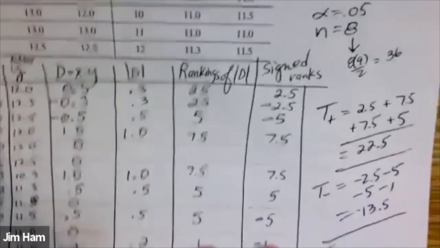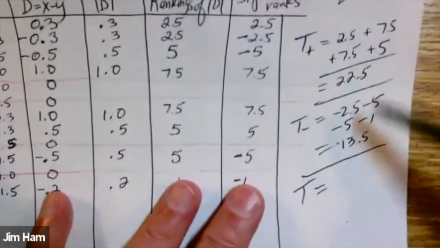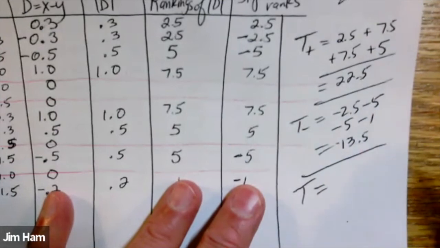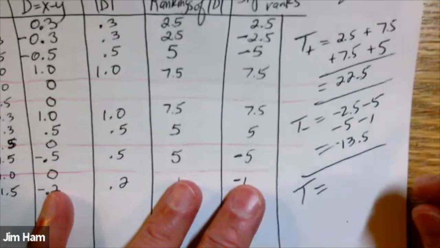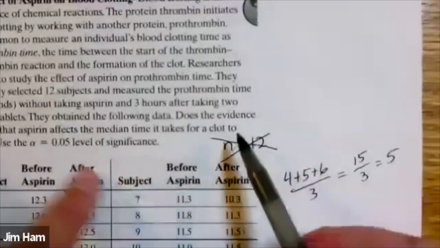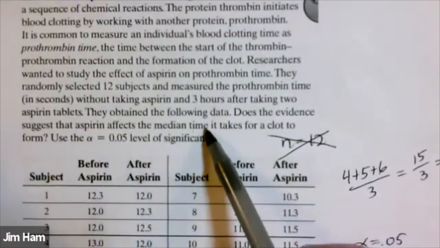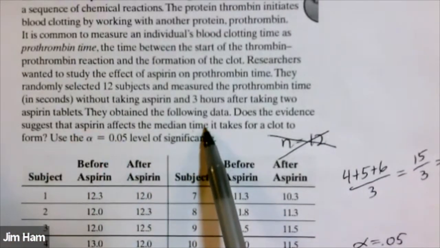All right, now to determine what the test statistic is, it's going to be one of these numbers. It's usually the smaller of the two. Okay. So it might be 13.5. Let's check it out. It says, does the evidence suggest that aspirin affects the median time? So in this case, it says the aspirin affects, and it doesn't say that the aspirin speeds up the clotting process or slows down the clotting process. All right. We think it slows down the clotting process. That's what it's supposed to do.